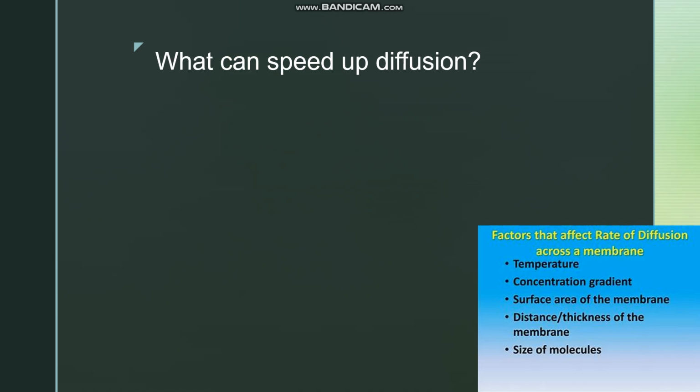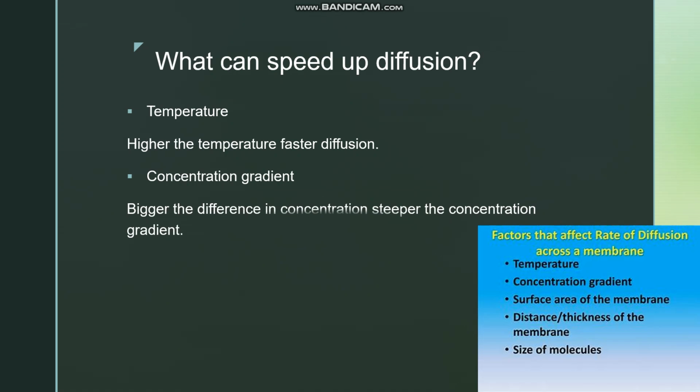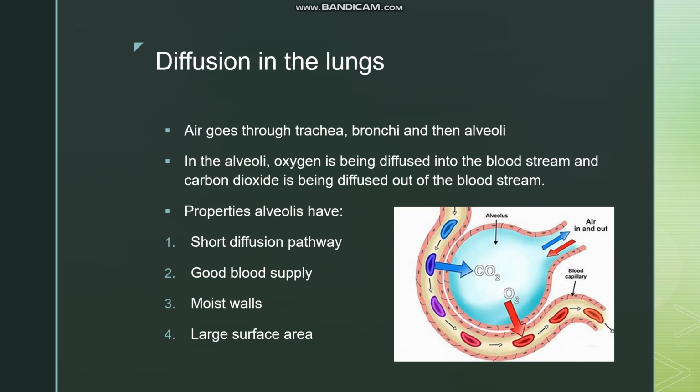So the factors that can speed up diffusion. The first one's temperature. The higher the temperature, the faster the diffusion. The second one's concentration gradient. The bigger the difference in concentration, the steeper the concentration gradient. And the third one is surface area to volume ratio. A larger surface area to volume ratio means faster diffusion.